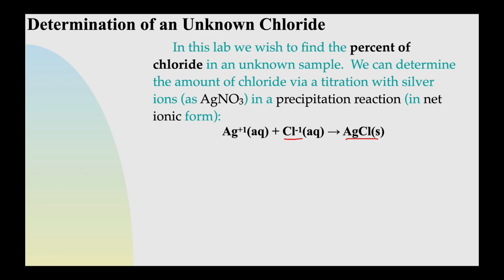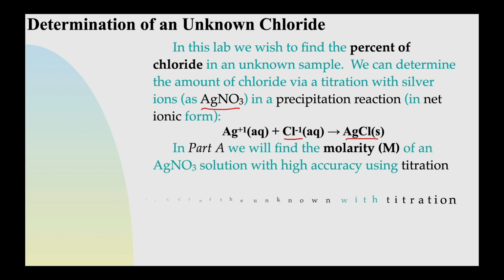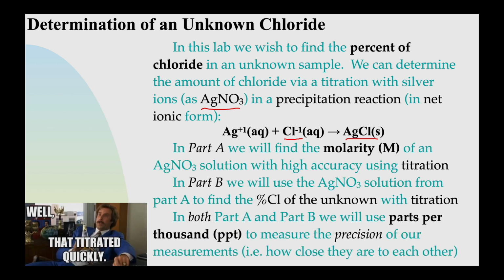So we're going to use a silver plus ion source, which will be AgNO3, silver nitrate. We'll add it to the chloride and essentially create a type of precipitation reaction. Precipitation, once again, means that something solid forms. We can use this information then to find how much chloride was in the original compound if we have a good value for the silver nitrate. So in part A, the goal is just to find a really good value for the molarity, which gets the capital M symbol, of the silver nitrate solution.